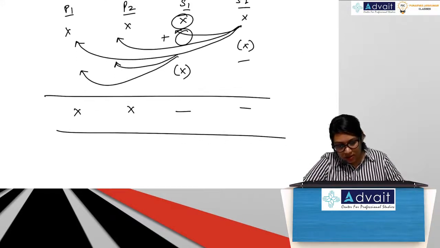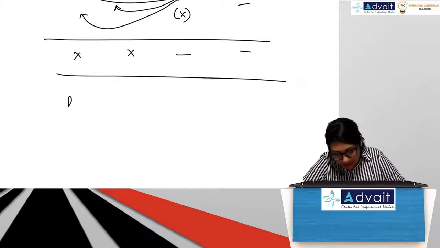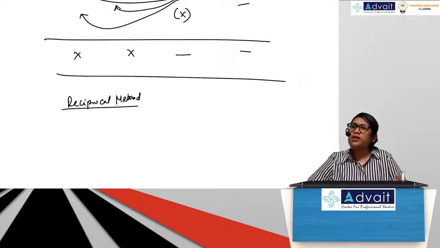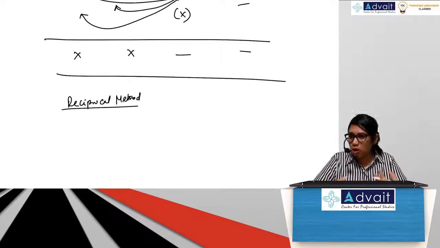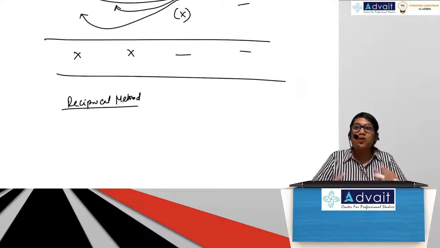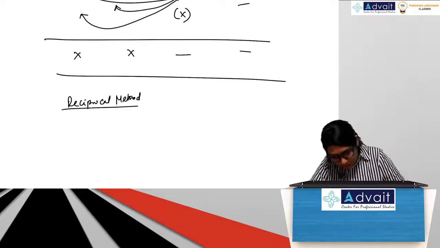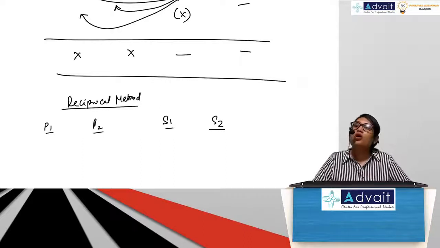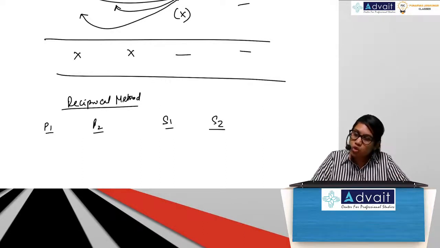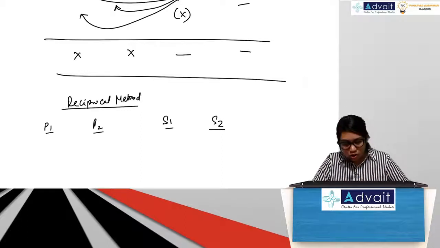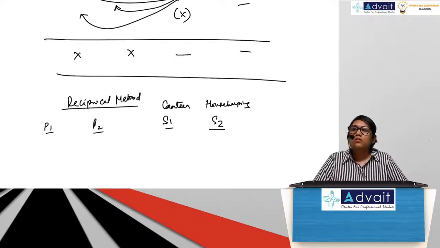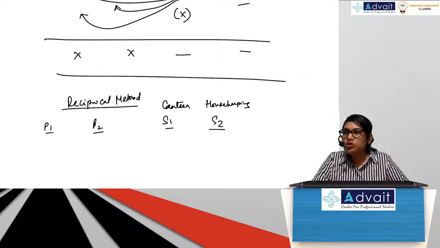And the last method is your reciprocal method. Whichever method you follow, whether you follow repeated redistribution or simultaneous equation, doesn't matter. The concept remains the same. It's just that the way you solve the question changes. Okay. So P1, P2, S1, S2. In reciprocal method, S1 also serves S2. S2 also serves S1. So examples could be canteen and say housekeeping. Canteen serves housekeeping. Housekeeping also serves canteen. It has to be cleaned, right? So both are serving each other.